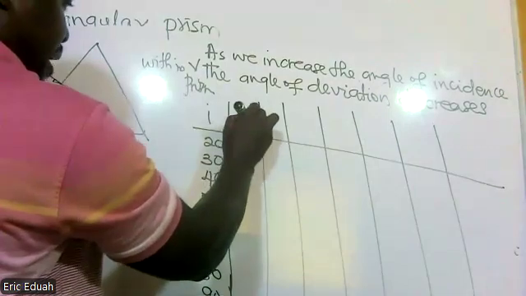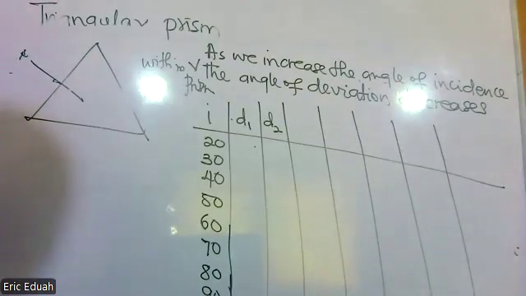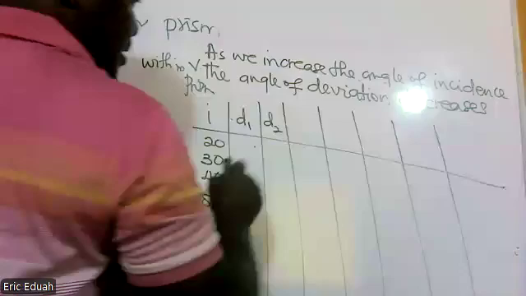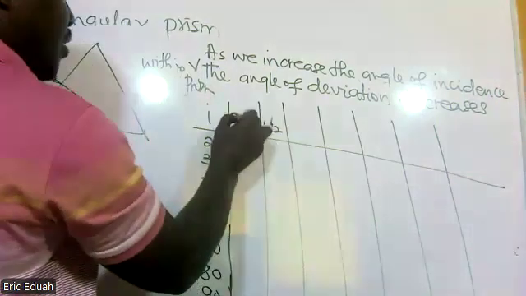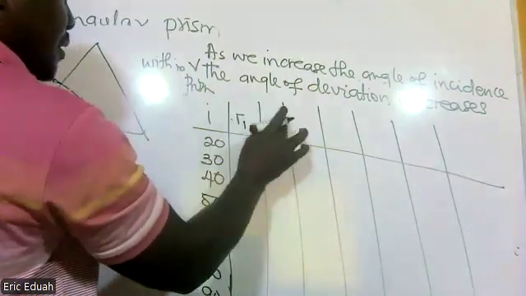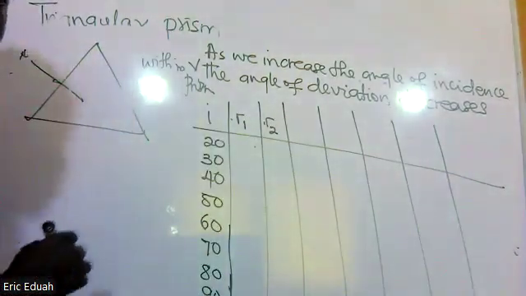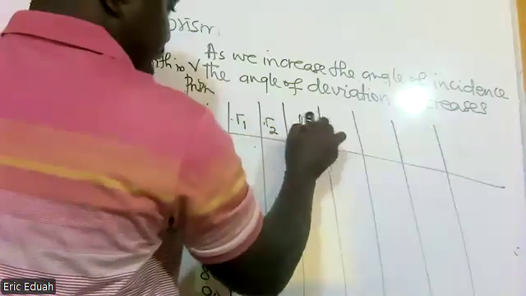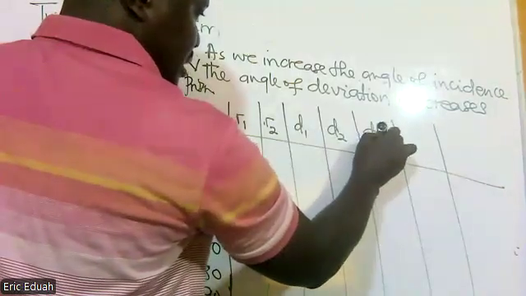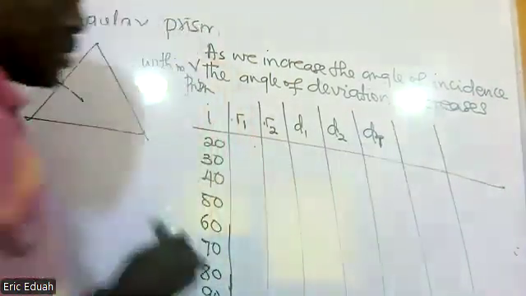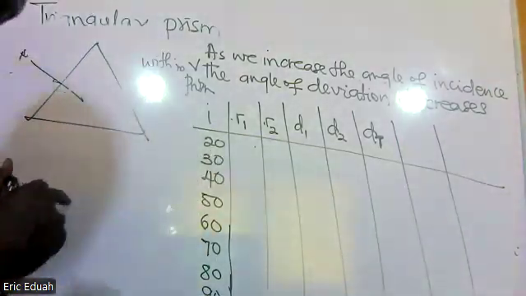Determine D1, D2. Before D1, you find R1, R2, then D1, D2, then we determine D total. We just want to prove what we are doing. So let me start one with you.